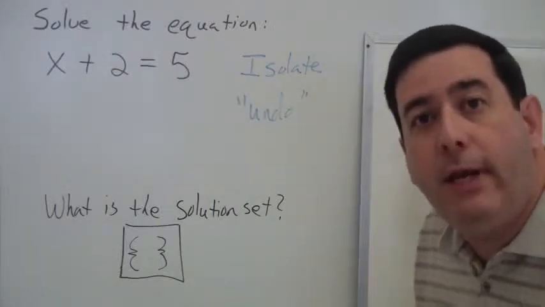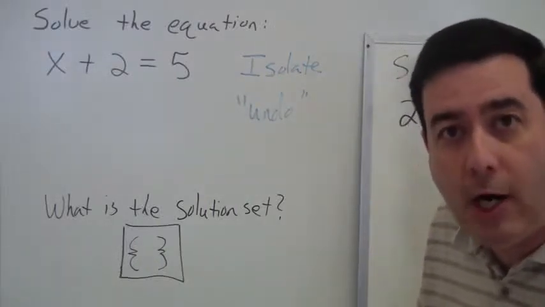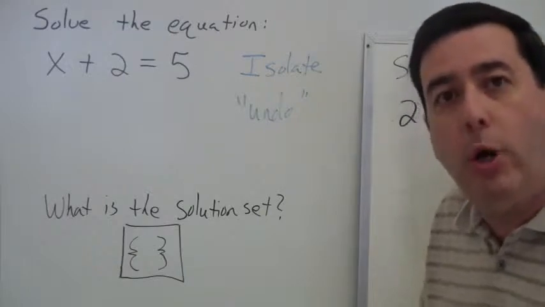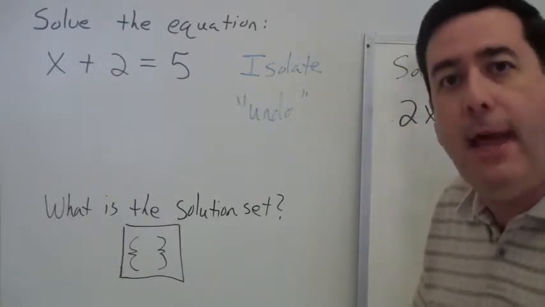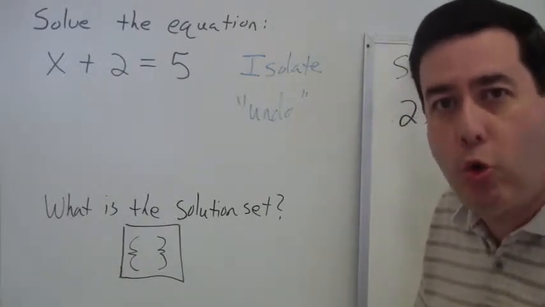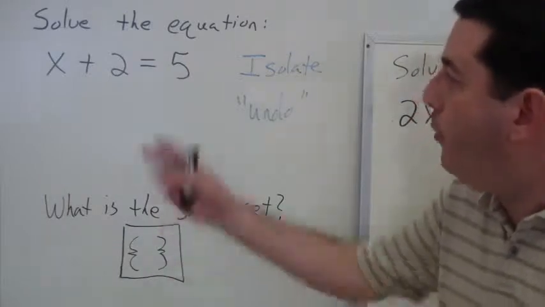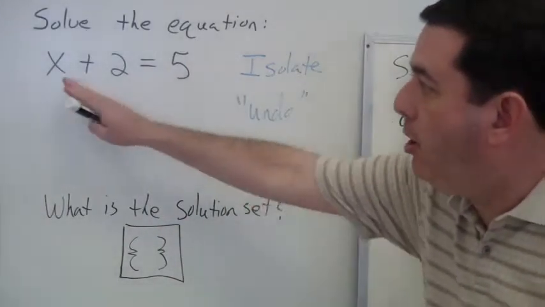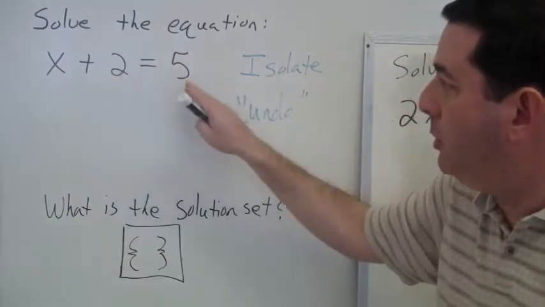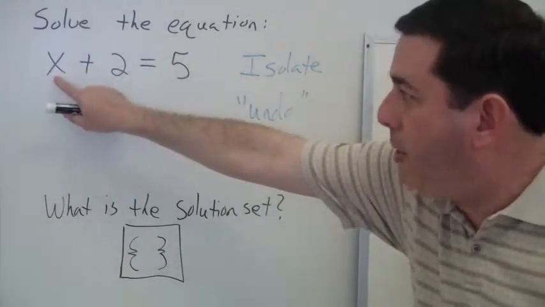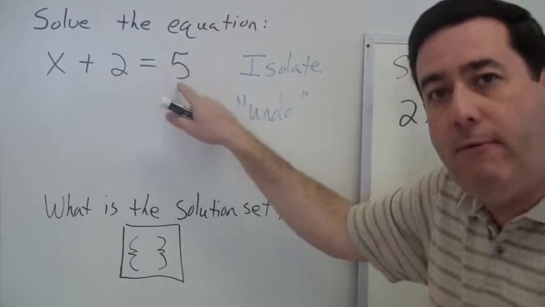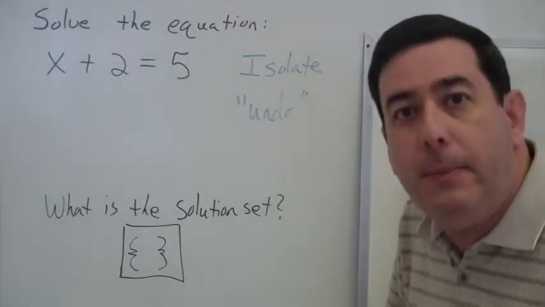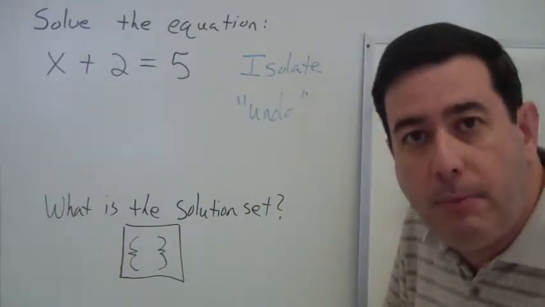Let's talk about solving a linear equation in one variable. When we solve an equation, we're looking for the number that makes the statement true for our equation. For instance, for the equation x plus 2 equals 5, we're saying what number, if you add 2, will give you 5. You're good enough with arithmetic that you know that the answer is going to be 3.